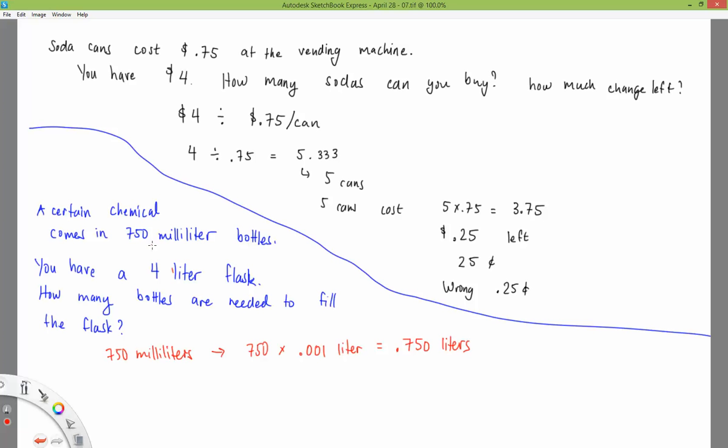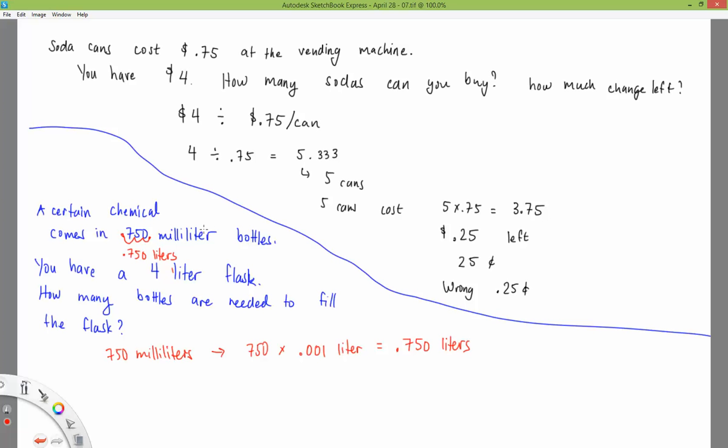If we want to go from milliliters to liters, milli is -3. So 750 milliliters is how many liters? I'm going to start with my decimal here, and milli is -3. So negative means I move the decimal this way, and now I have 0.750 liters.